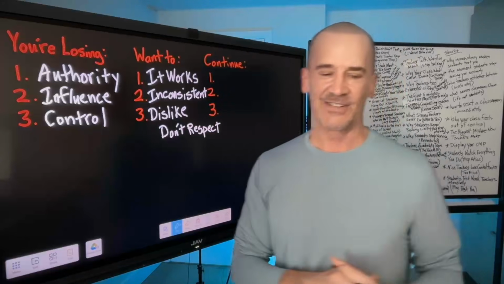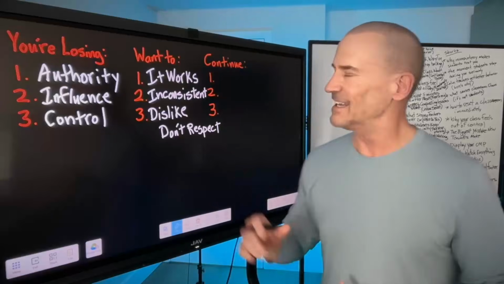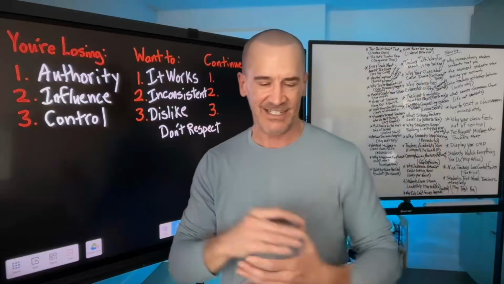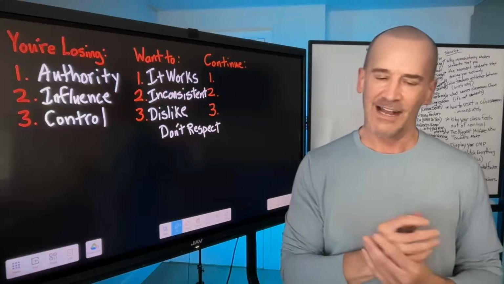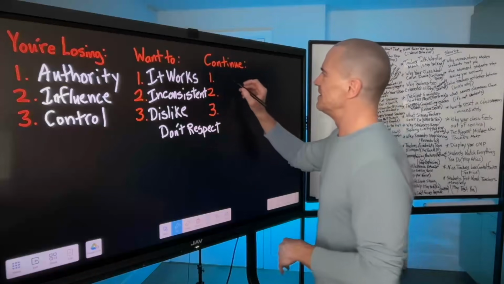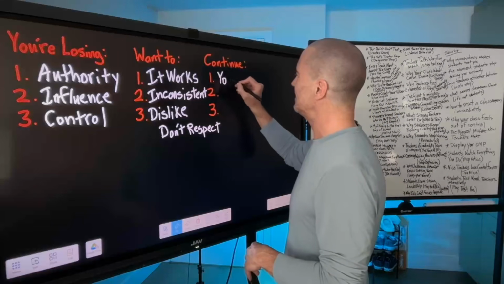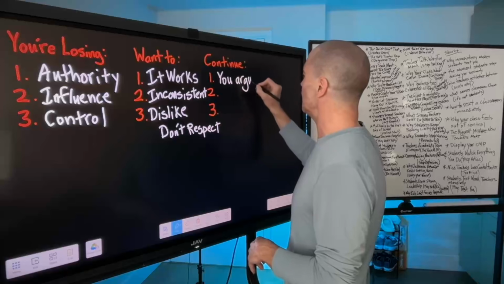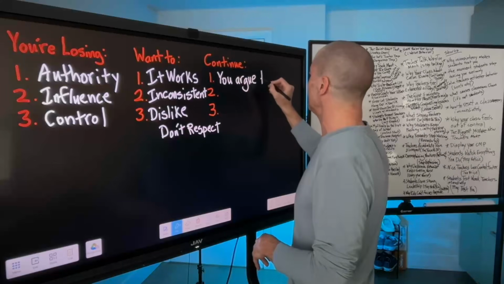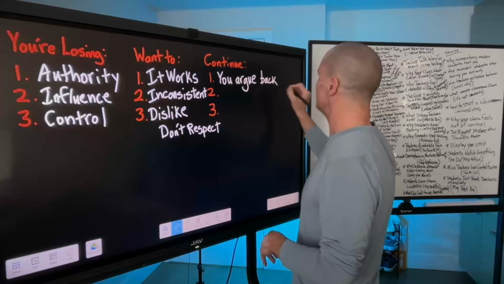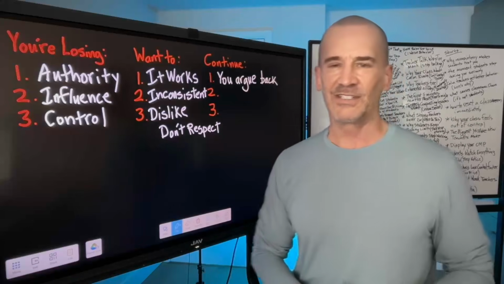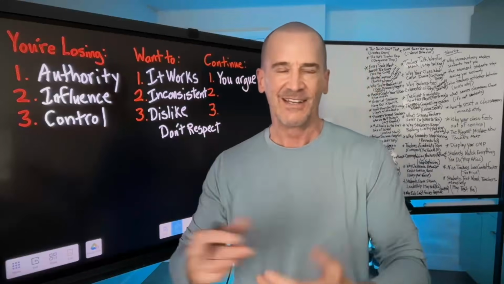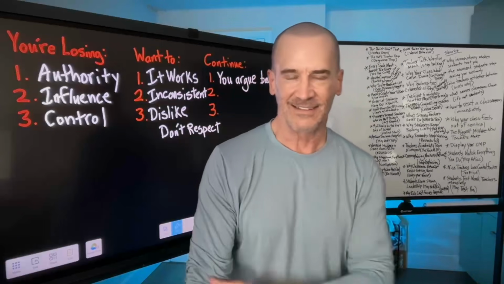So why do students continue to? And this is where we get to the real strategies to stop it. Is that you argue back. This is why students argue, because you argue. You're willing to go toe-to-toe with them. You're willing to try to make your point. You're willing to try to win the argument with them.